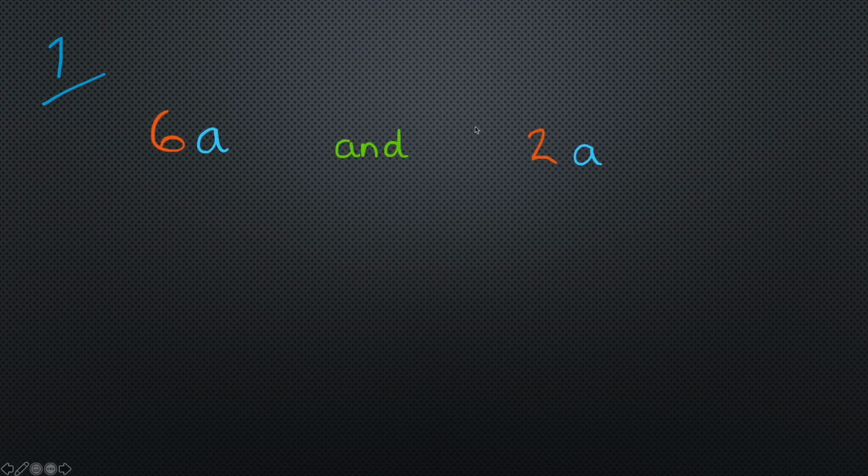Okay, so the first pair, we have 6a and 2a. If you remember what I said before, the terms must have the same letter, so good so far, and the letters must be raised to the same power, which they are. Just as when we have a, we don't write 1a, it's the same with powers. This would be a to the power of 1, and this would also be a to the power of 1, but we don't write that. It's technically bad practice because it's to the power of 1 anyway. You don't need to denote that. So these are like terms.